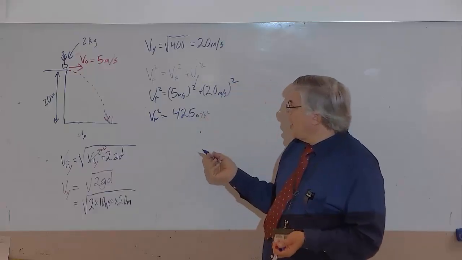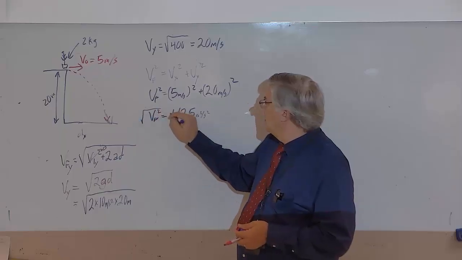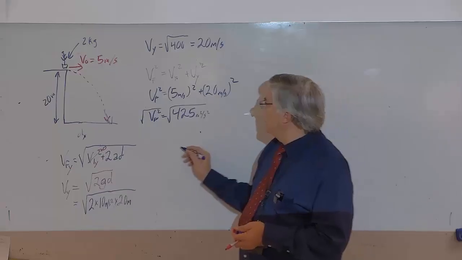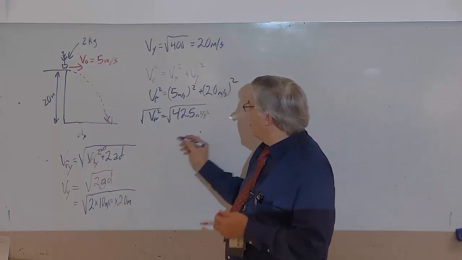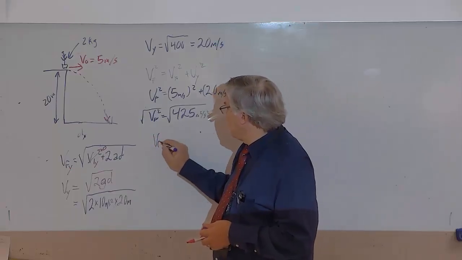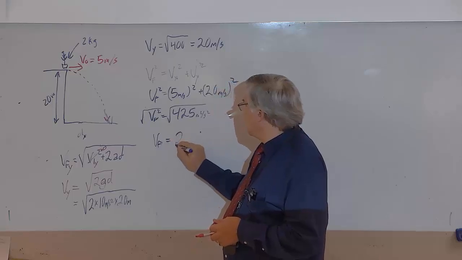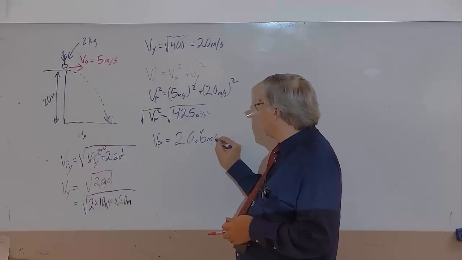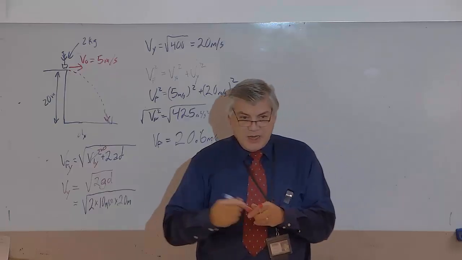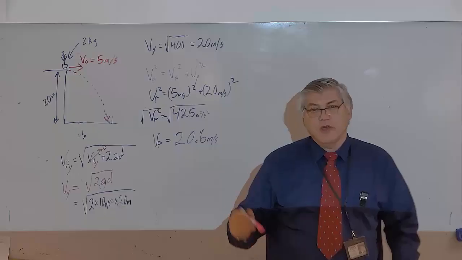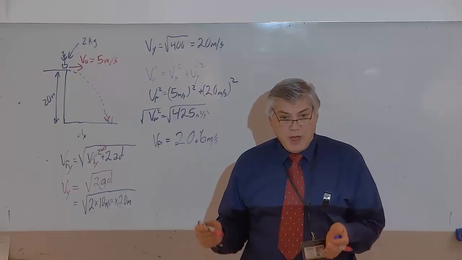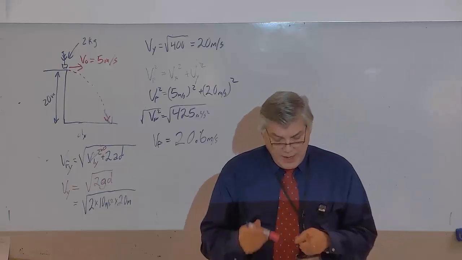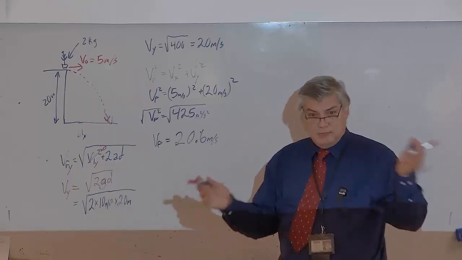So I take the square root of both sides. The square root of 425 is not much more than the square root of 400, which is 20. So my final velocity there ends up being something like 20.6 meters per second. That's the final velocity coming in at an angle, the combined velocity of both the x velocity and the y velocity. Okay? So that's kinematics. We did that months ago.